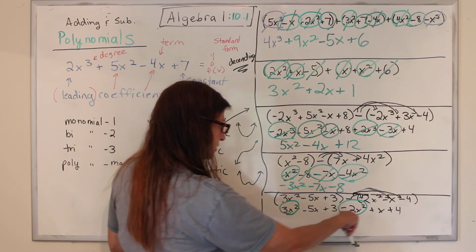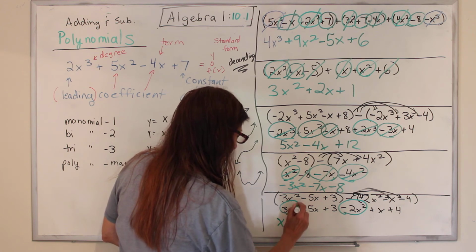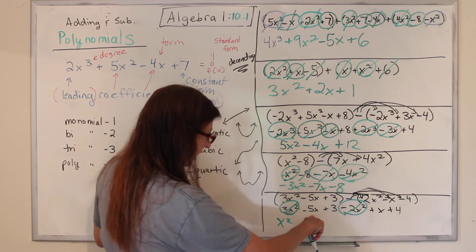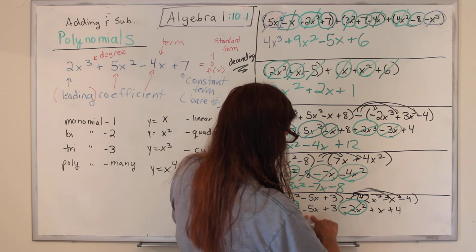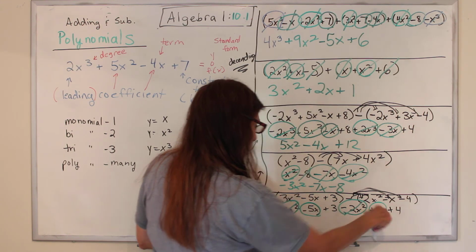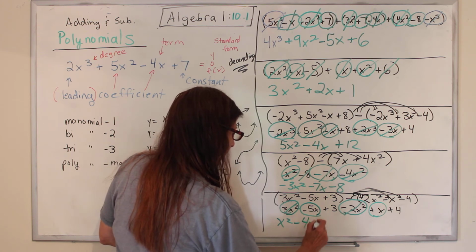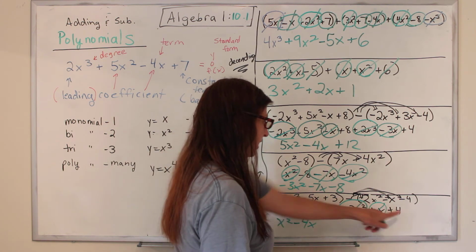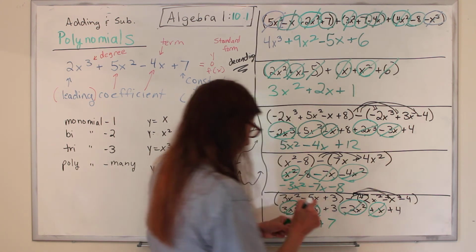Okay. 3x squared minus 2x squared is x squared. Mark them out. Negative 5x, x is next. Negative 5x plus x is negative 4x. Mark them out. 3 plus 4 is 7.